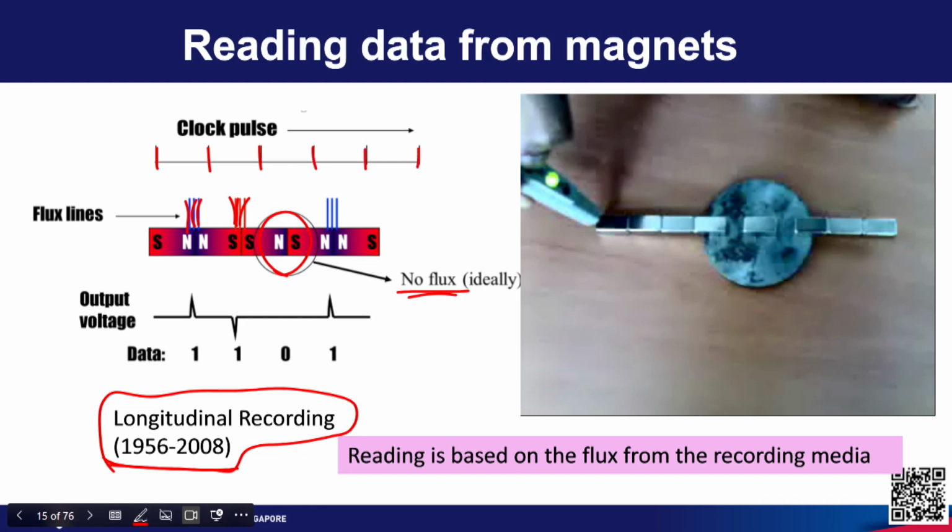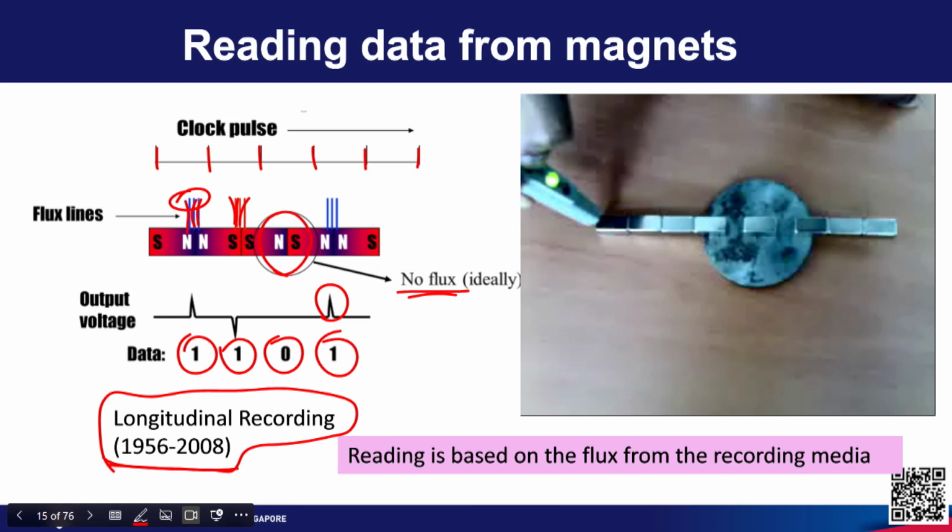So, there is a window between two clock pulses. During these two clock pulses, if the sensor sees some magnetic flux, there will be some output voltage, and we call that 1. During this window again there is some magnetic flux which will result into some voltage in the sensor, we call it 1. During this window there is no voltage, so we call it 0. Here again the sensor gave voltage within this window, so we call it 1. This is how we read information in hard disk drive.